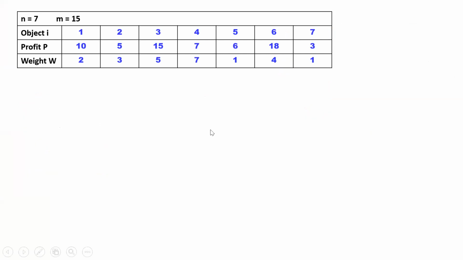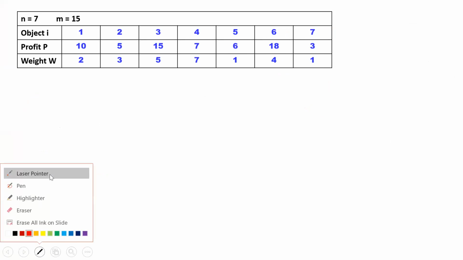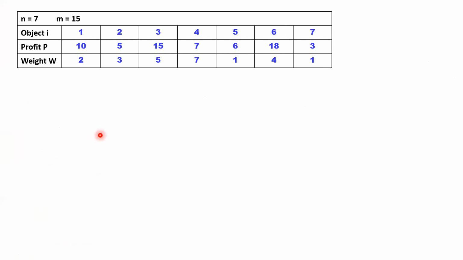Okay, so now we'll start. The first solution I'm going to frame: I have to decide the selection procedure. Among all these items, objects 1 to 7, on what basis should I select an object to fill into the bag? I'll take the highest profit. The selection procedure, or the optimization measure, is the maximum profit. So I'll select an item based upon its profit.